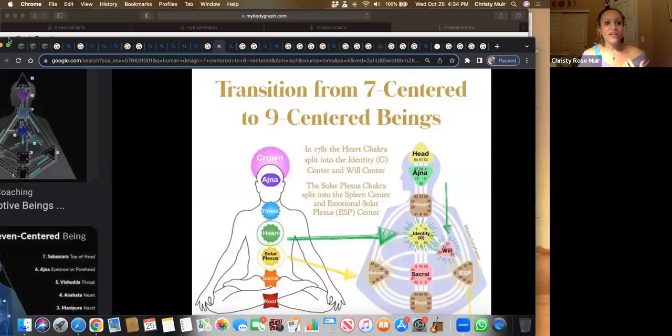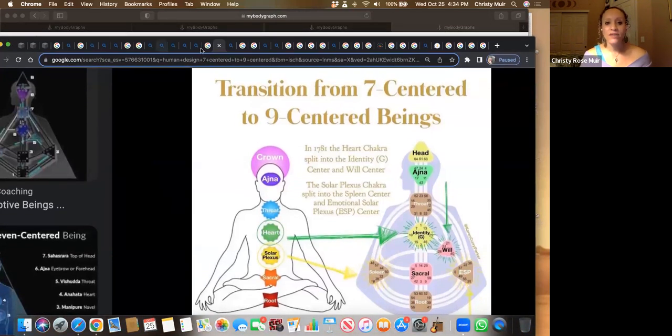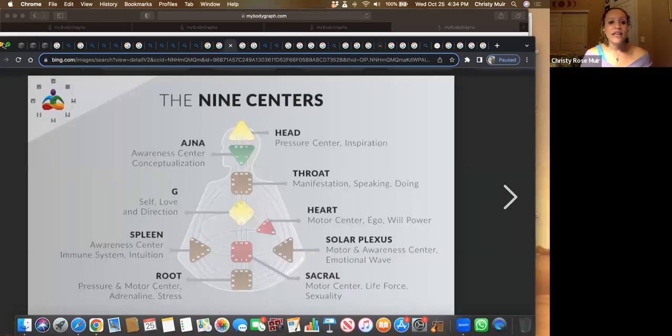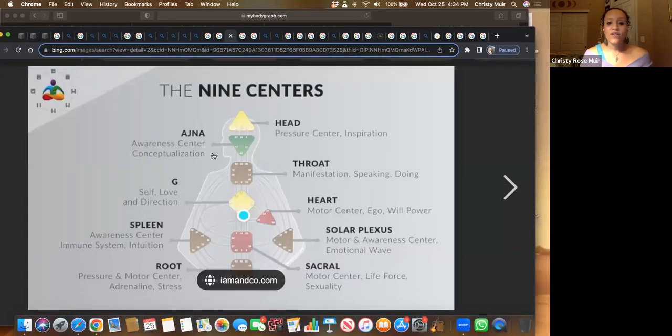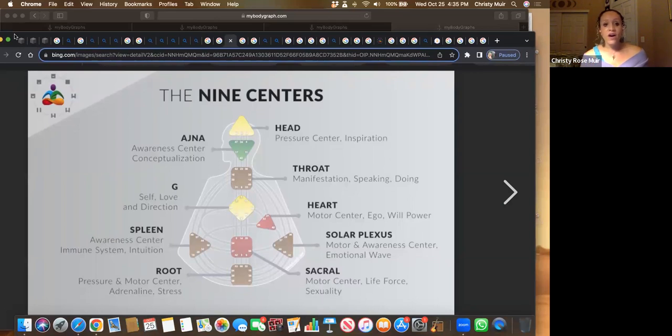Okay. So we already spoke about the transition from being seven-centered beings to being nine-centered beings. And that's what we're seeing a map of in our body graph. We're seeing a map of these 9 centers. So now we have a heart and an identity center, also known as the G center. Now we have a solar plexus and a splenic center instead of just what would have been the third chakra in the belly or the solar plexus area that we know from the 7-centered system. But the capabilities of the human are just a little bit more differentiated in these 9 centers.